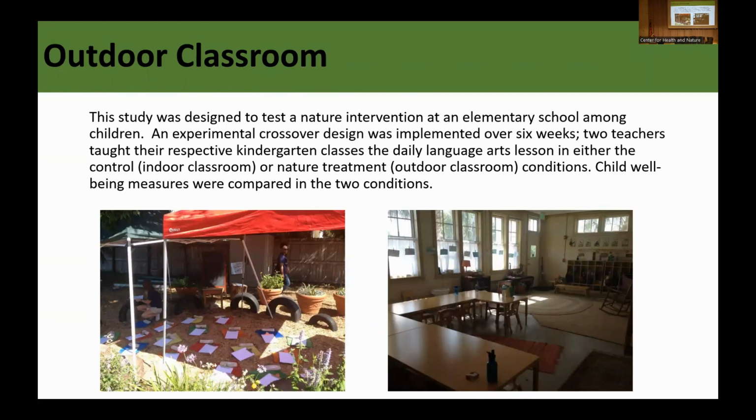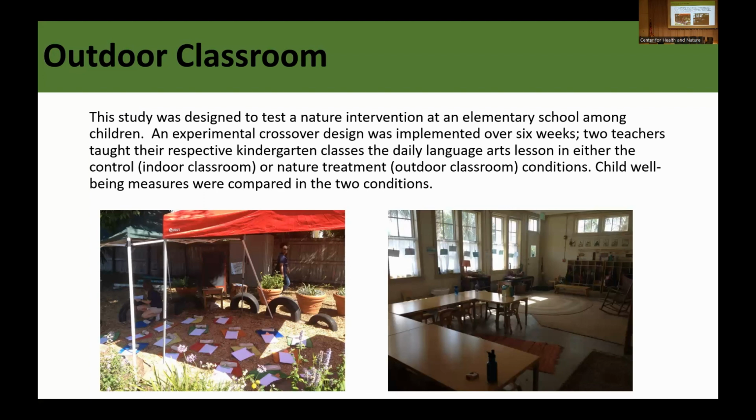So what we did was we had a crossover design where we had 2 kindergarten classes of 18 kids in each class and a teacher for each one. We had a crossover design for 6 weeks where class A learned in the outdoor classroom and class B was in the indoor classroom. And then the next day they would switch. We were measuring every single day in the morning for the language arts lesson for 6 weeks in both conditions. So each child served as their own control because we measured them in both places.